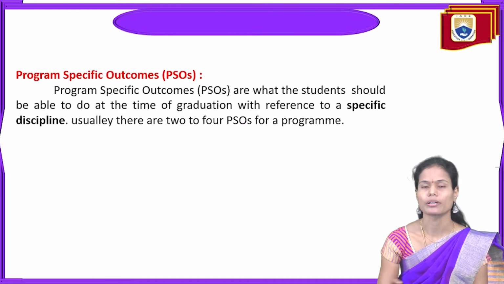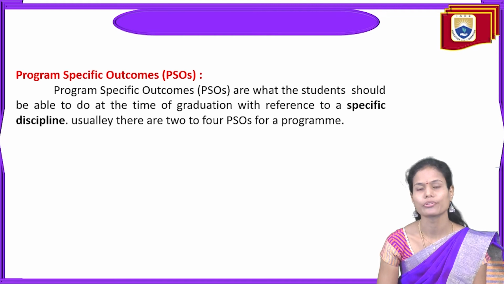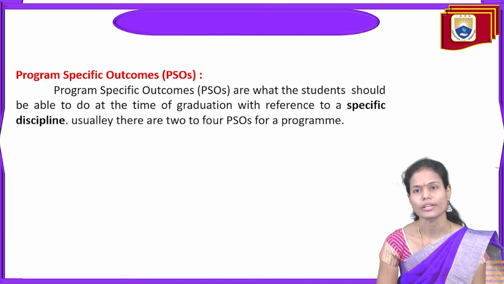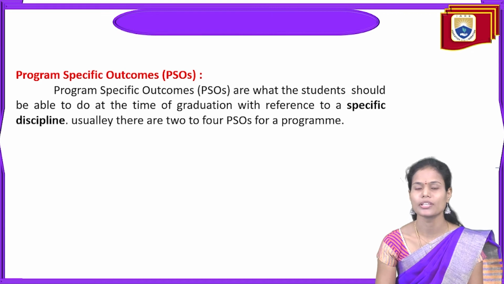Program specific outcomes. Program specific outcomes are what the student should be able to do at the time of graduation with reference to a specific discipline. Usually there are 2 to 4 program specific outcomes for each and every branch or program.